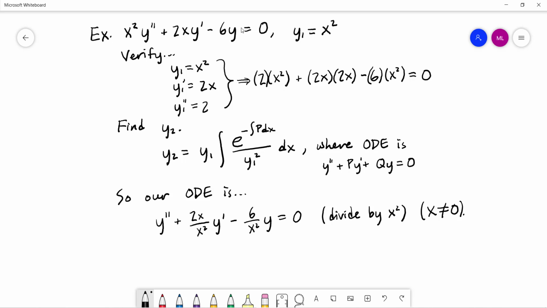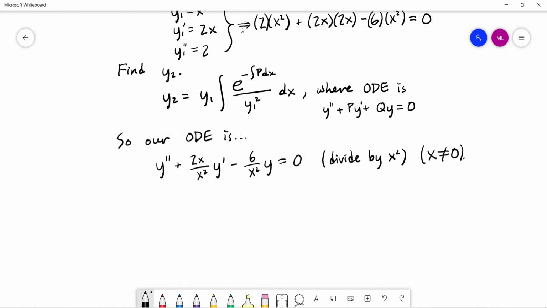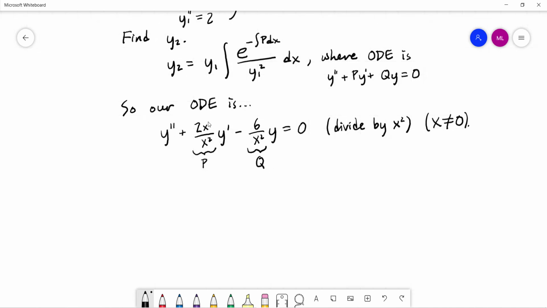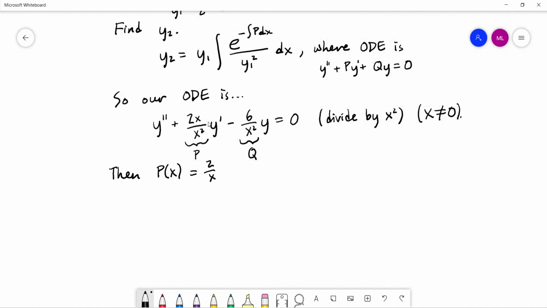Okay, so here is our differential equation, and that means this term here plays the role of what we were calling p, and this here plays the role of what we were calling q. And so I can simplify this, cancel 1 x with one of the x's here, and this is just 2 over x. So our p of x is simply 2 over x. And again, our y1 was equal to x squared.